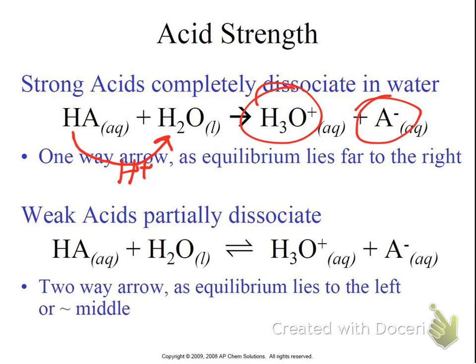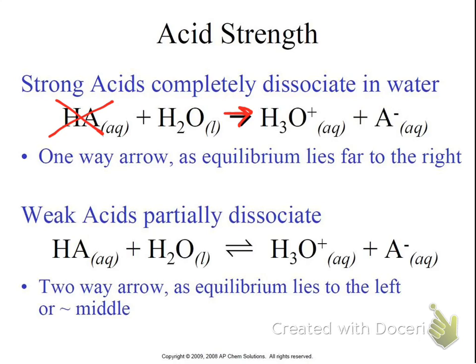What we're saying when we talk about a strong acid is it completely, or almost completely, goes to the products. So really, at the end, in the solution, there's not going to be any HA left. All of it is going to dissociate into H3O plus and A minus. It lies so far to the right on equilibrium that we say it completely dissociates.